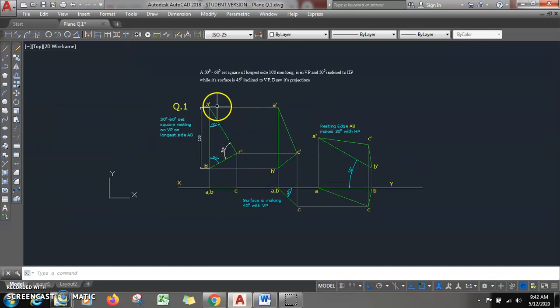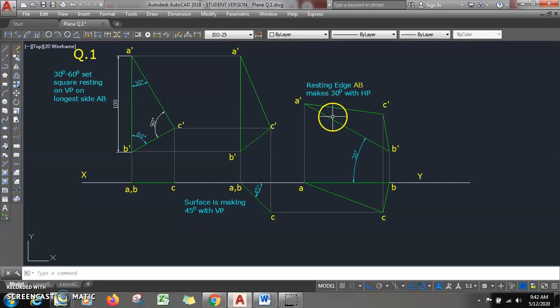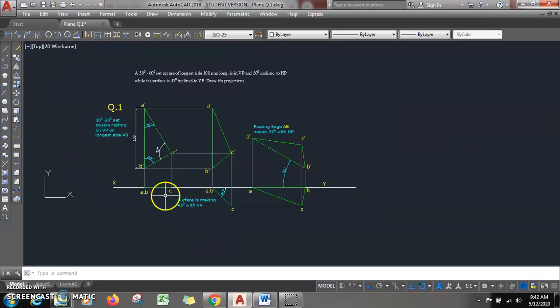So you can see the set square is in VP resting on AB. The surface angle is equal to how much? 45 degree. At the same time, the longest edge, the resting edge, is making an angle of 30 degree with HP. So this is the solution of the problem. I hope you have understood the problem. Thank you.